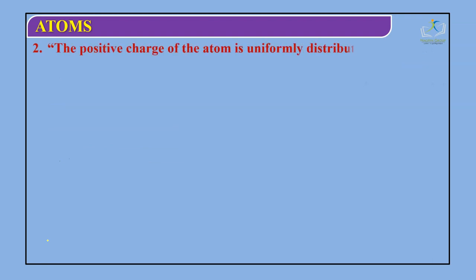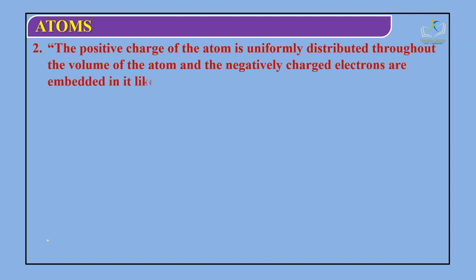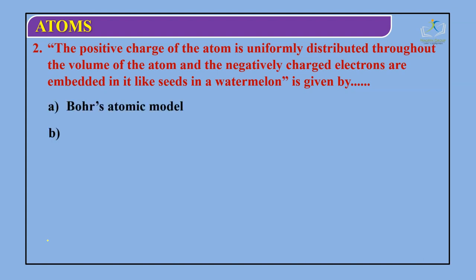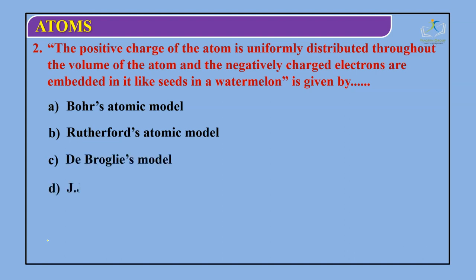Next, the positive charge of the atom is uniformly distributed throughout the volume of the atom, and the negatively charged electrons are embedded in it like the seeds in a watermelon. This is given by Bohr's atomic model, Rutherford's atomic model, de Broglie's atomic model, or J.J. Thomson's atomic model. So the correct answer is J.J. Thomson's model.